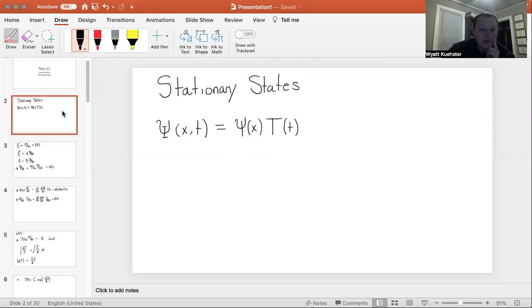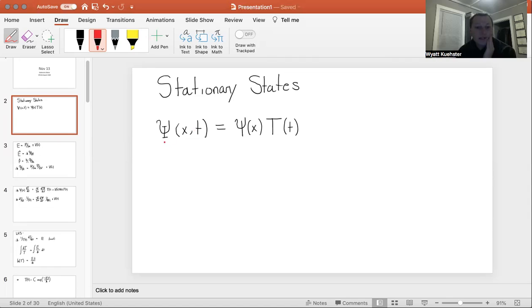So first, let's talk about separation of variables. In PDEs, one of the things that you do sometimes to solve a differential equation is this thing called separation of variables, where you take, for example, a function of two variables, and you suppose, with no justification whatsoever, that it can be written as a product of a function of each variable independently. So we'll take the wave function and we'll assume that it can be broken up as a product of little psi of x and T of t.